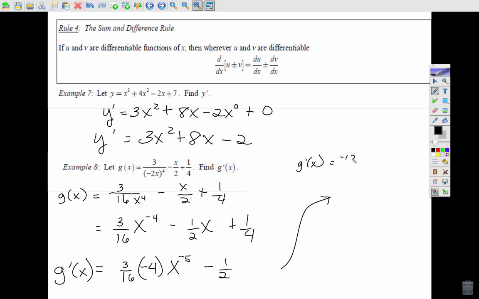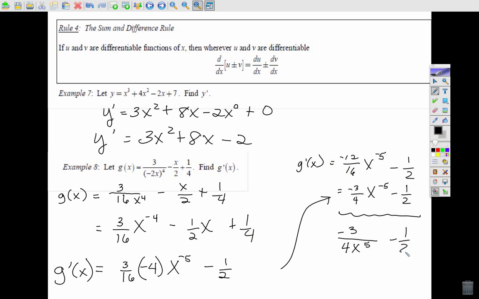Let's see, I would have g prime of x is equal to 3 times -4. What is that? -12 over 16, x to the -5th power minus 1/2. Let's see if this simplifies a little bit. Does 12 over 16 simplify? It does. 4 goes into both of those. 4 goes into that 3 times. 4 goes into that 4 times. X to the -5th minus 1/2. I would leave my answer like that. If you want to rewrite it, again, you could write something like this.